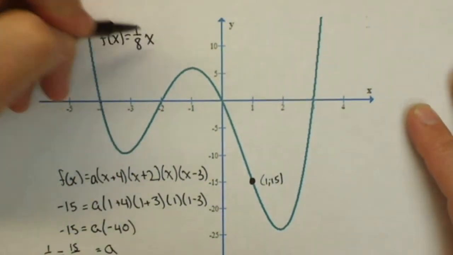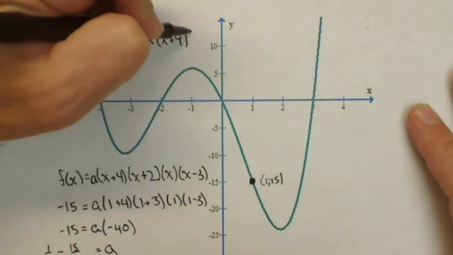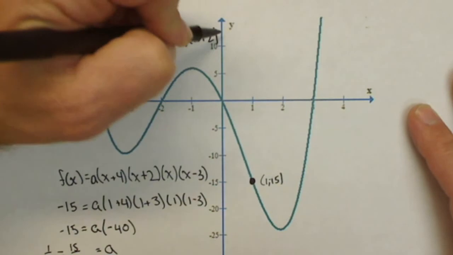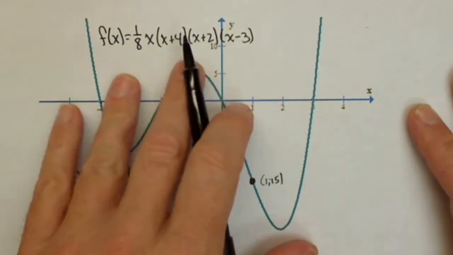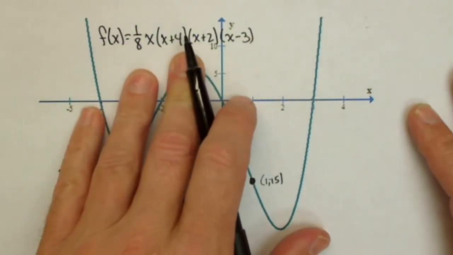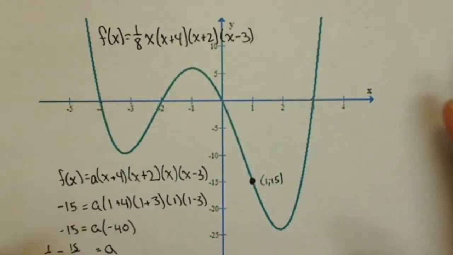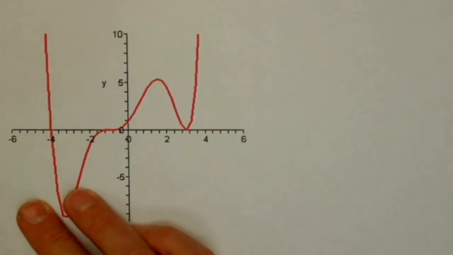A lot of times we'll see the x written first, and then we have x plus 4, x plus 2, and x minus 3. The order of the factors doesn't matter because it's multiplication. And don't worry about multiplying these out unless you're explicitly told to. Let's do one more example that has a couple of interesting things going on that's a little bit different.